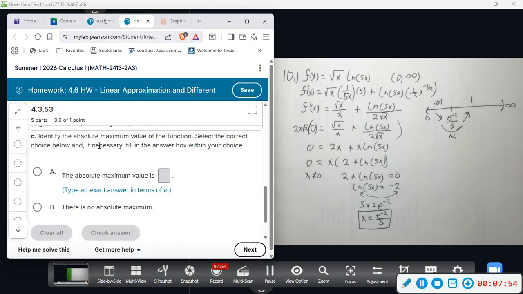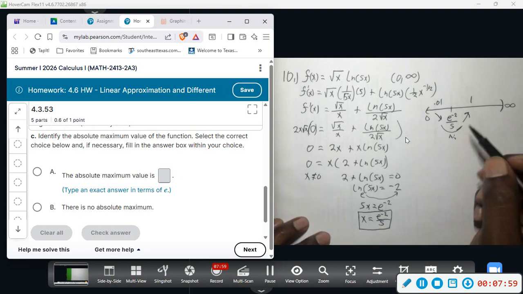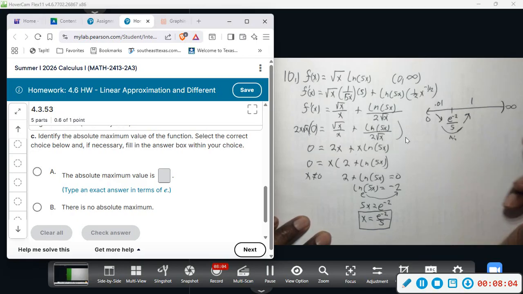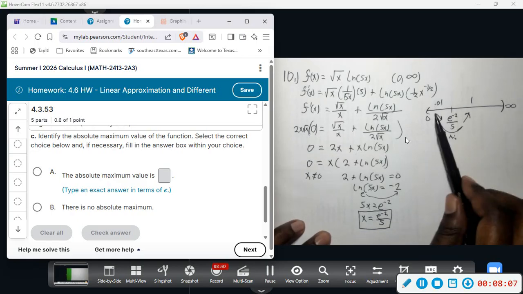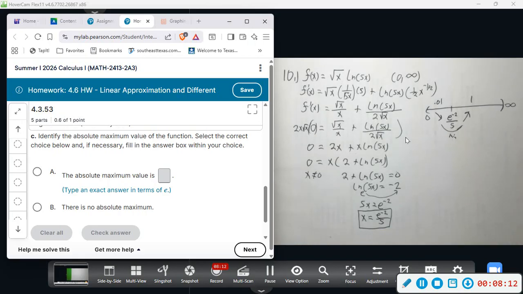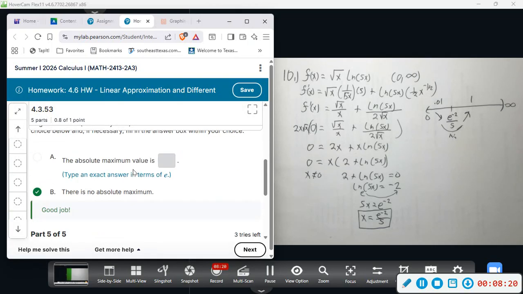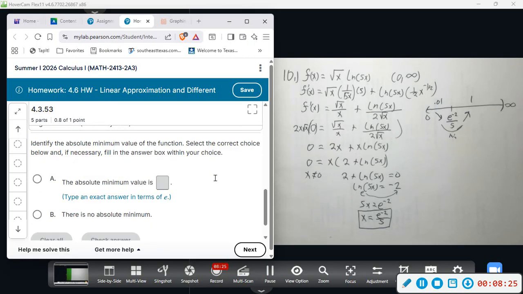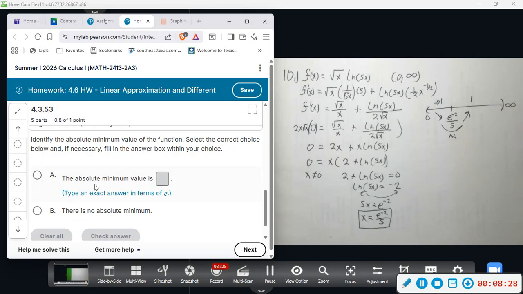All right, now it says identify the absolute maximum. So we would test the endpoints. However, in our domain, 0 is on one end, and we cannot use zero in parentheses. Infinity is something we never reach, always moving toward it. So I can't even test endpoints, so there's not going to be an absolute maximum value. All right, and then identify the absolute minimum.